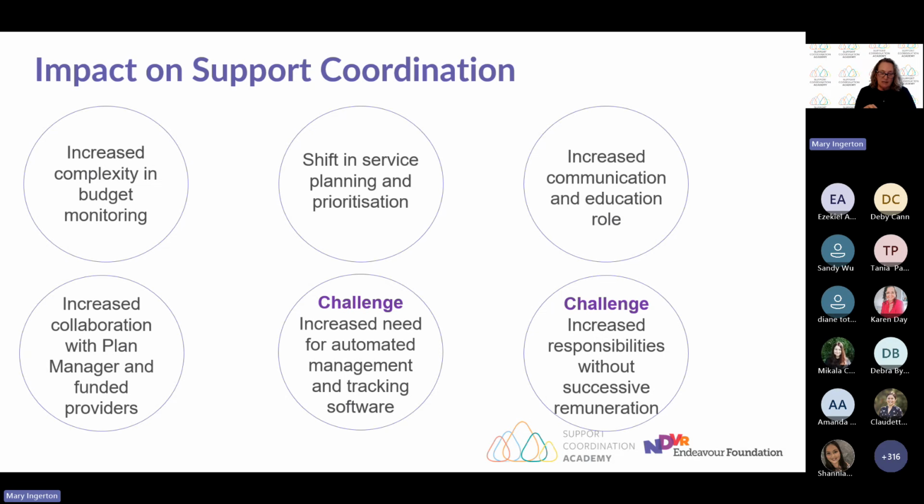Support coordinators will now need to coordinate services within a tighter time frame. So there'll be a greater need to collaborate with plan managers to track expenditure in real time, so tracking within those funding periods as opposed to the life of the plan. Coordinating with providers will also require better timing, ensuring services align with funding availability to prevent cancellations or service gaps.